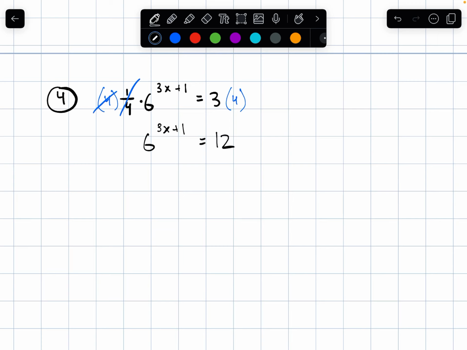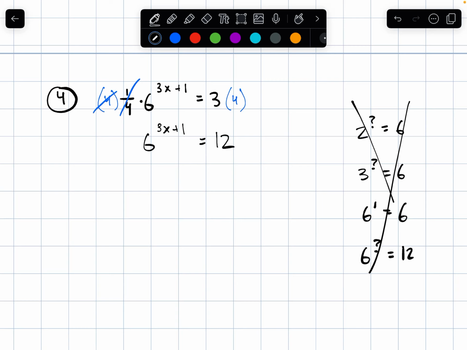So the question is, can I get the same base? And the answer is no, right? I can't do 2 to some power equals 6 or 3 to some power equals 6. I know that 6 to the first power is 6, but then 6 to what power would be 12, right? It's not going to work. So there's no way we can get common bases. That means I'm going to try to take the logarithm of both sides, all right? We haven't really done a lot with natural logarithms, so I'm going to do natural logarithms here, all right?